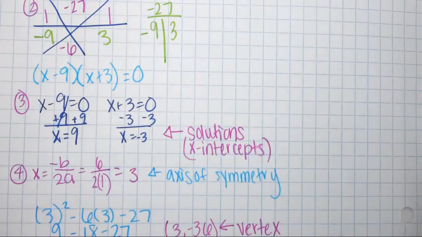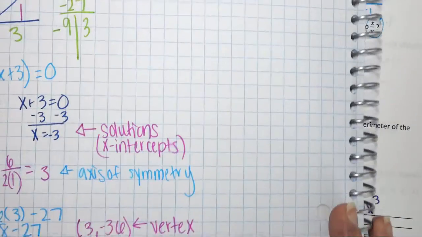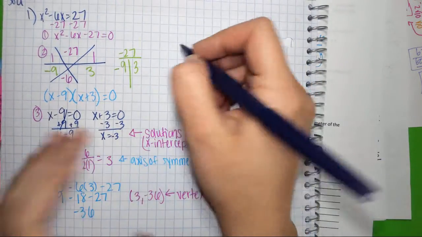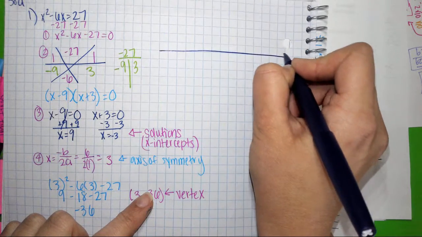Okay. Alright, so we need positive 3 and positive 9 and negative 3. So this is what my graph is going to look like. Is everybody ready? And it's negative 36. Alright. We got this.